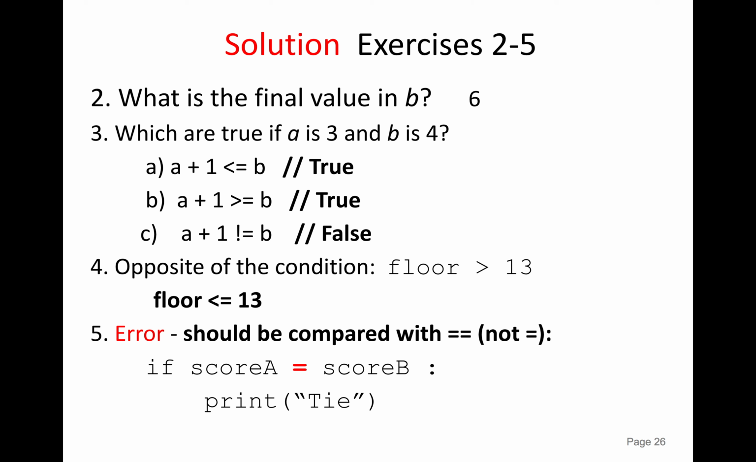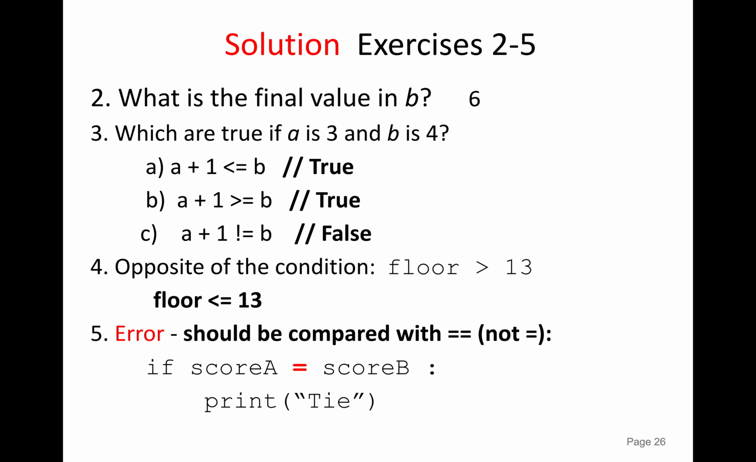The third one: which are true if A is 3 and B is 4? If A is 3 and B is 4, the first statement is true because A is 3, so 3 plus 1 is less than or equal to B, which is 4. So you replace A with 3 and B with 4. So you can see these conditions. First one, A is true, B is true, C is false.